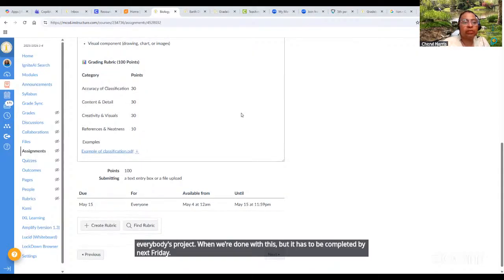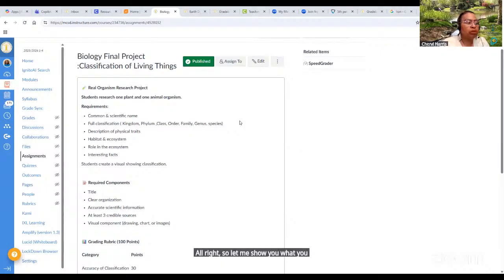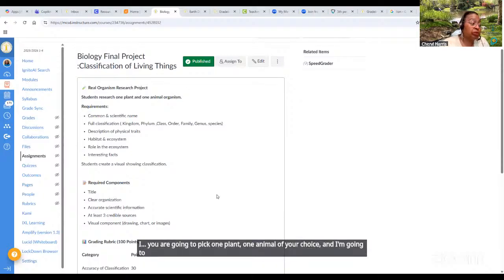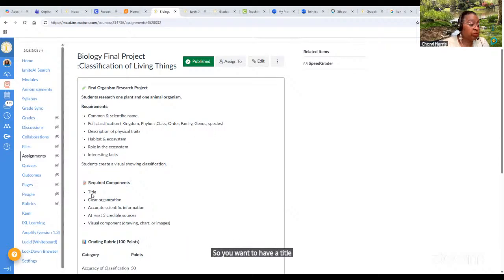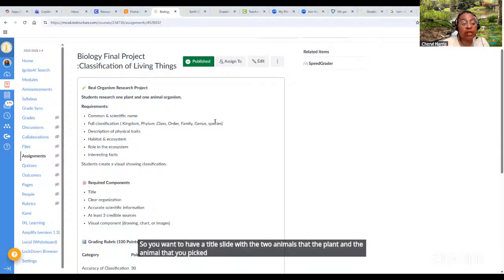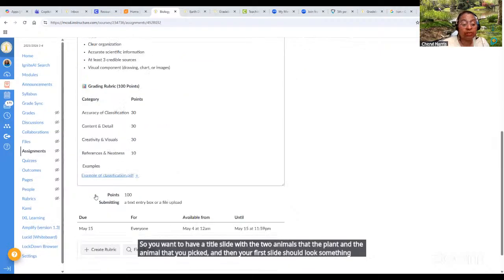All right, so let me show you what you are required to do. You are going to pick one plant and one animal of your choice. I'm going to show you an example, so you can't pick my plant or my animal. You have to pick another one. It's going to be a slide presentation. You want to have a title slide with the plant and the animal that you pick. And then your first slide should look something like this. I'm going to give you an example here at the bottom.